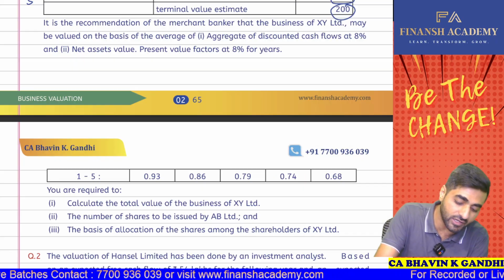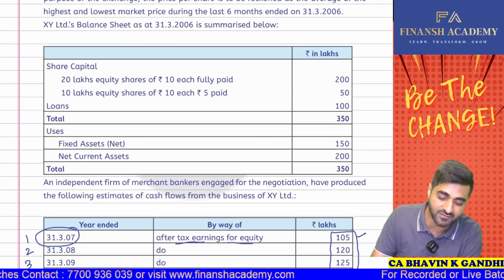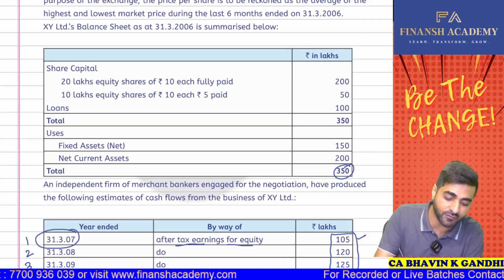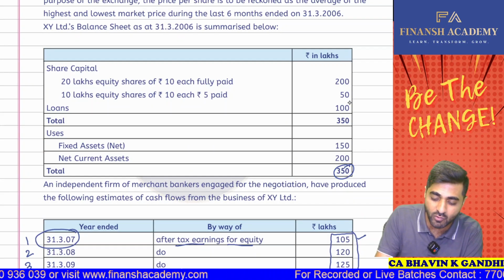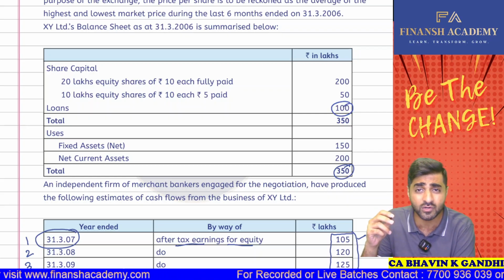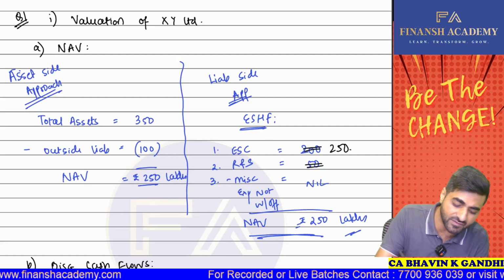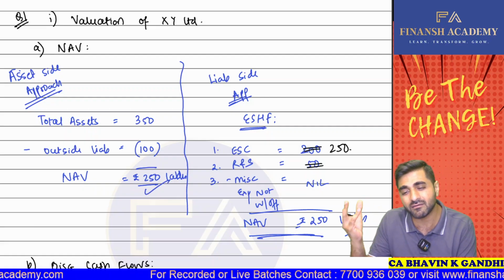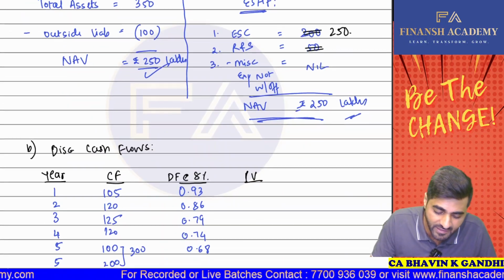As you can check, the total assets available here are 350. From this we subtract the outsiders' liability, and here there is only one, in the form of loans. Subtracting that gives you an NAV of 250 lakhs, which we can also take directly from the equity shareholders' funds: 250 lakhs.